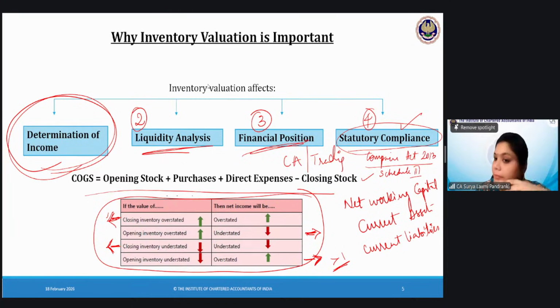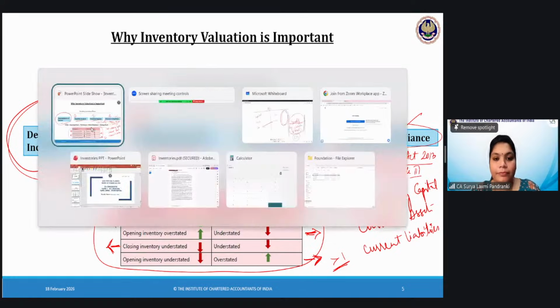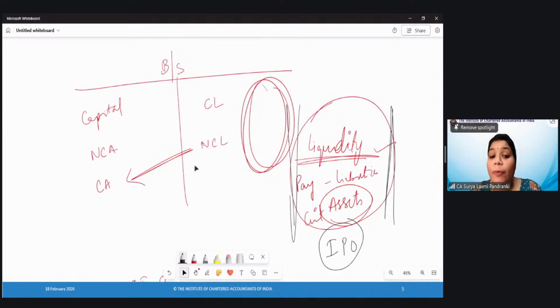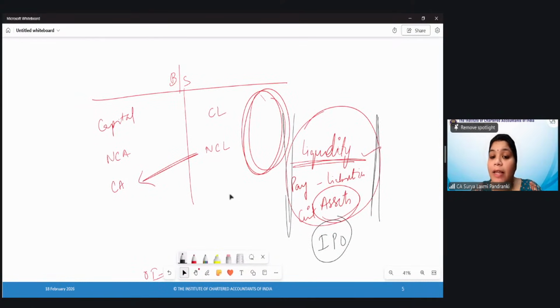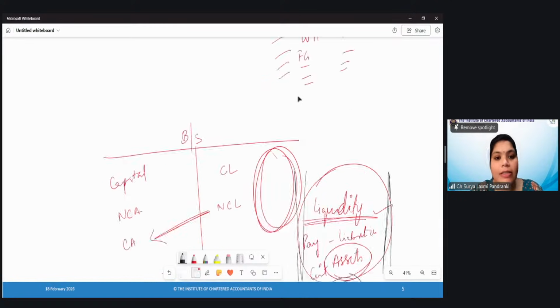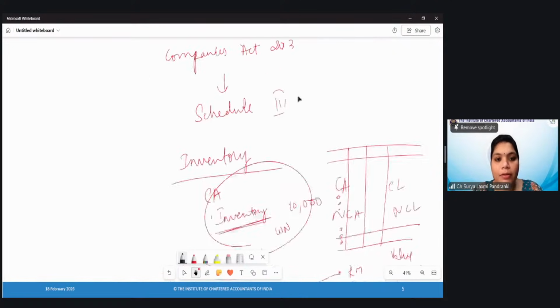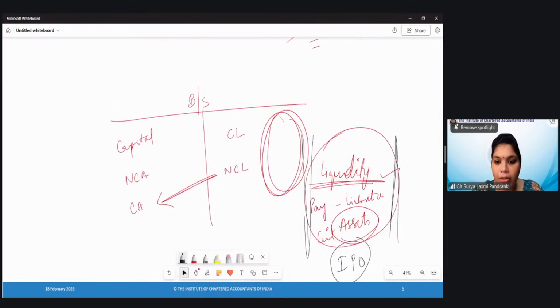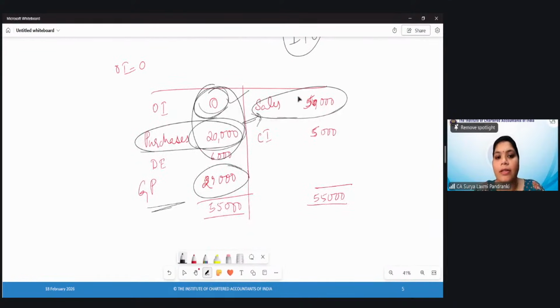Ma'am, my question is, if our opening inventory is 0, then how can we have closing inventory? I mean, if there is no opening, how can there be closing, right? Opening is something that is coming from last year. Where is the example? Look at this. So you were saying opening inventory is 0. How did we have closing inventory?